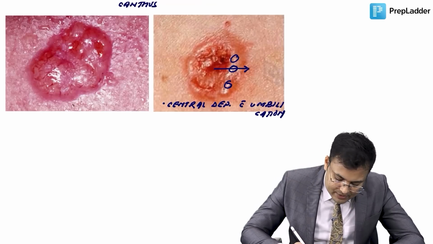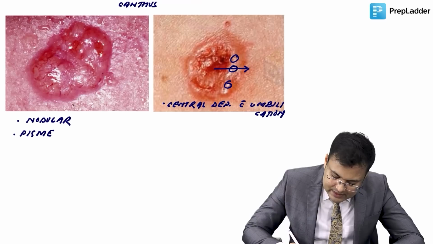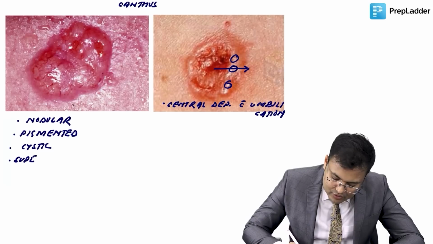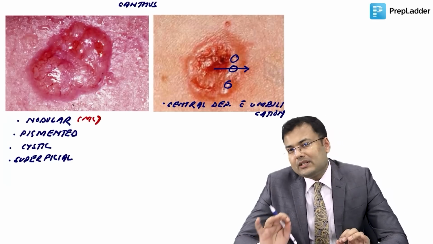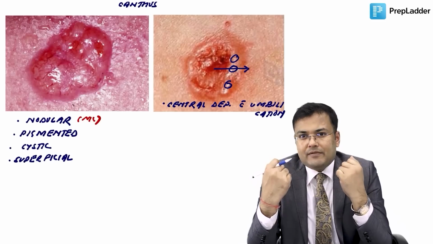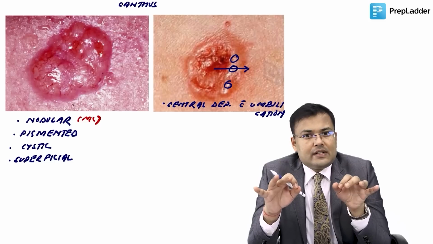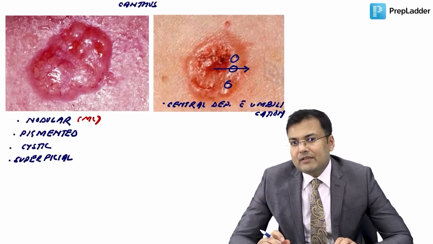There are 4 types: nodular, pigmented, cystic and superficial. Clear? So which one is the most common type? The most common type is nodular. And we discussed the classical feature of the nodular variety. There are pearly white nodules in the periphery, dilated vessels over the surface known as telangiectatic vessels, and there is central depression with umbilication.